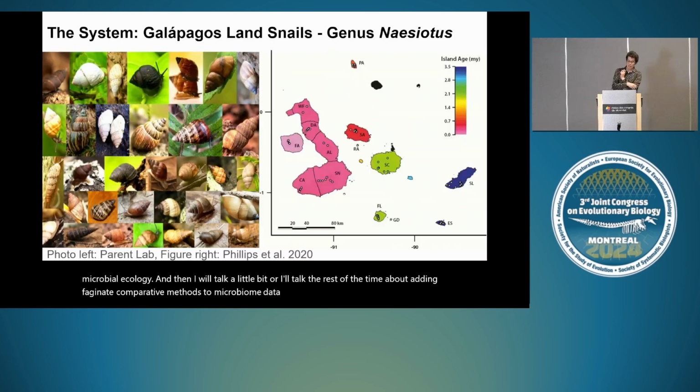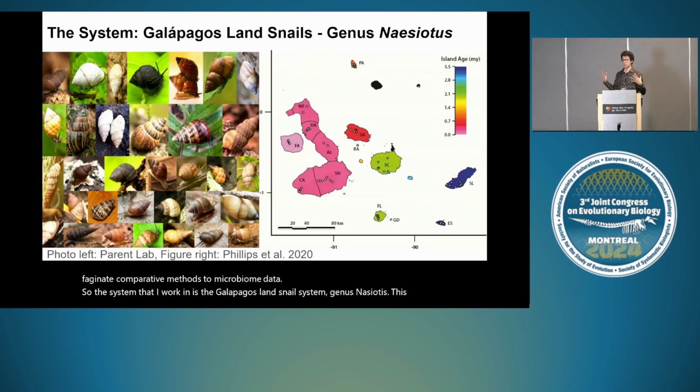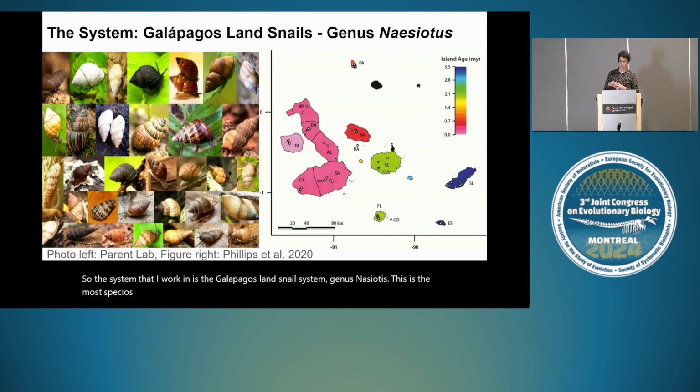So the system that I work in is the Galapagos land snail system, genus Nesiotus. This is the most speciose animal system in Galapagos to date. They live all over the islands, and Dr. Christine Parent has actually been studying this system for over 20 years, trying to understand the biogeography and colonization patterns of the islands. And so this is a great system to add on microbial ecology because we know a lot about these snails.